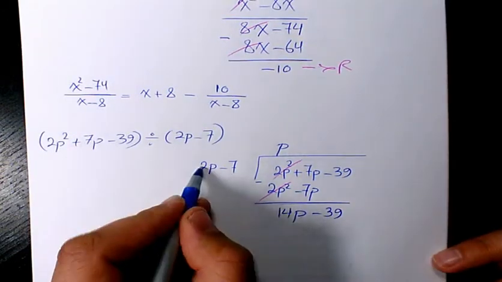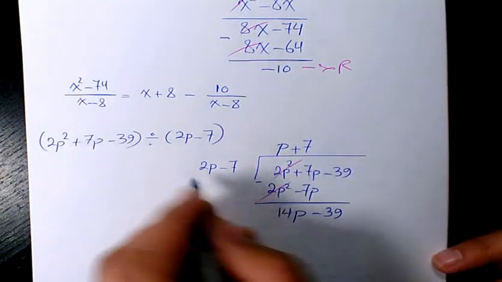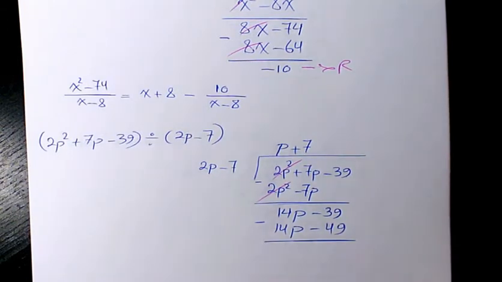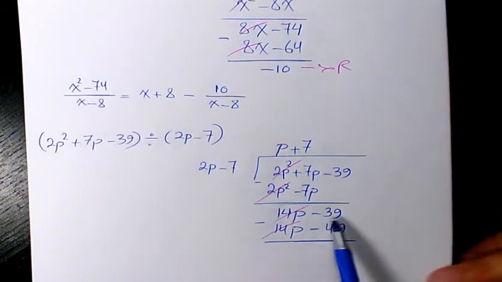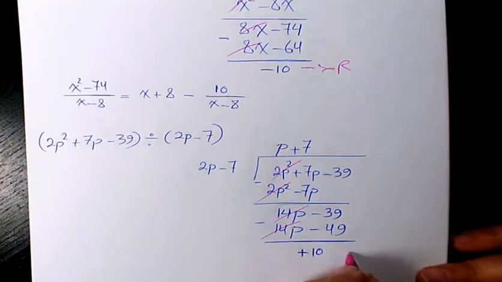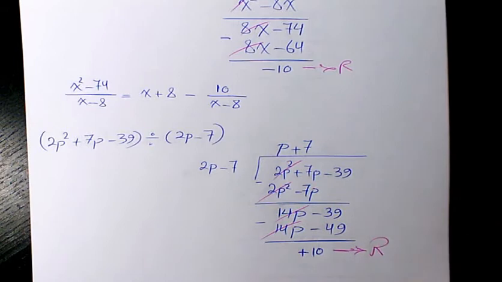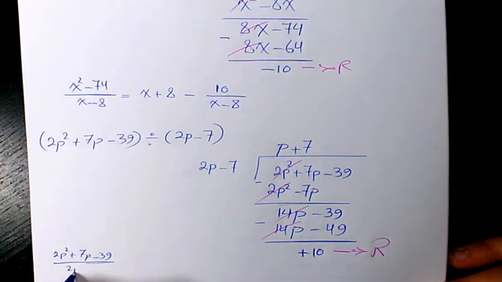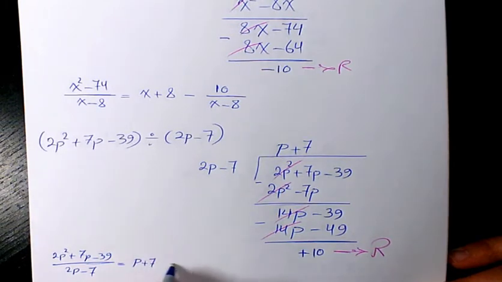Now 14p divided by 2p is going to be 7. 7 times 2p is going to be 14p. 7 times negative 7 is going to be negative 49. These two cancel out. Negative 39 plus 49, because two negatives, negative times negative, is going to be positive. It's going to be positive 10. So the 10 is the remainder. p plus 7 is the quotient. So you can write it like that. 2p squared plus 7p minus 39 divided by 2p minus 7 equals p plus 7 plus 10 divided by 2p minus 7.